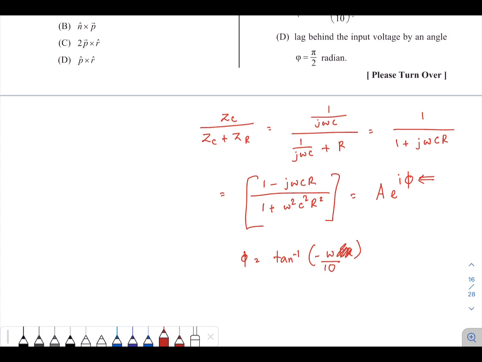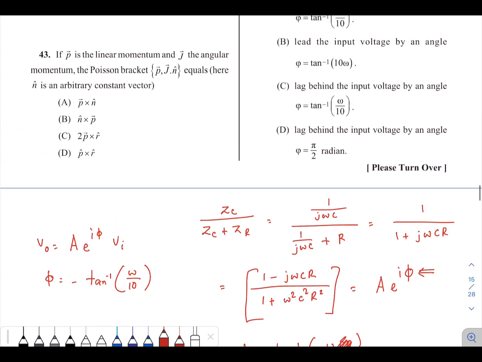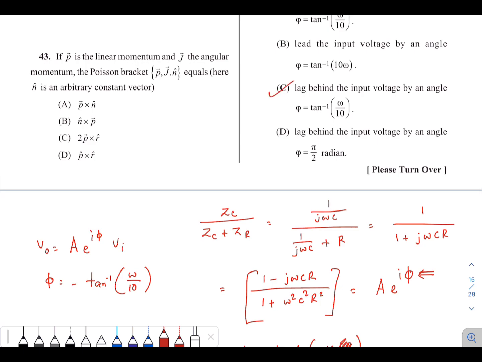1 by 10. So we found that phi, the angle, is equal to minus of tan inverse of omega by 10. Thus V output is equal to some positive quantity times e to the power i phi times V input, and the angle phi is minus of tan inverse of omega by 10. So thus we found that the output voltage lags behind the input voltage by this amount.